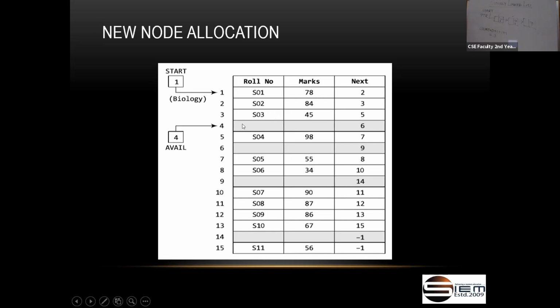Okay. So in between, we did not come to 4, we did not come to 6, we did not come to 9, we did not come to 14. I said that these spaces are either free spaces or available spaces, or these spaces are used for some other purpose by the computer. That is not known to us. Now in this case, suppose these are available spaces. So what the operating system does, you know what is operating system?